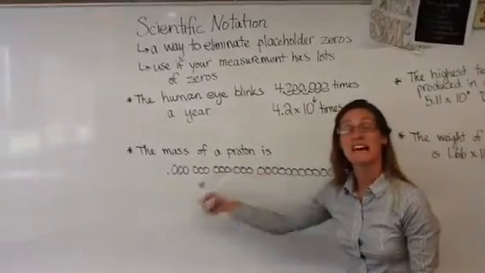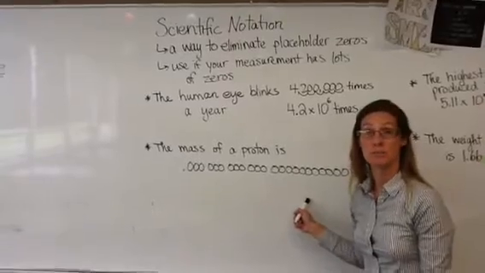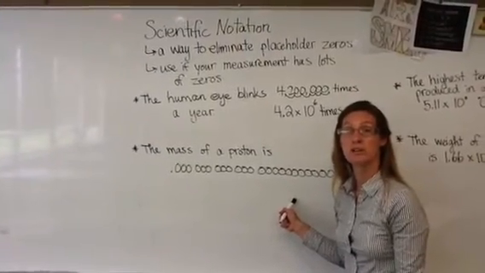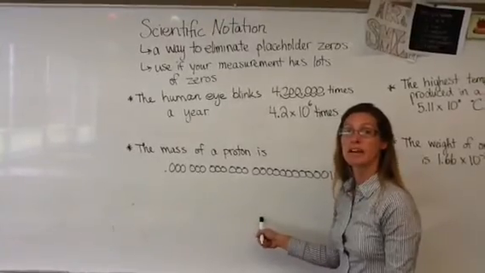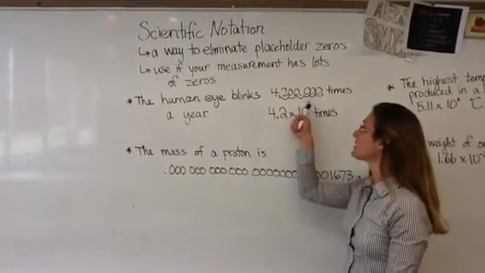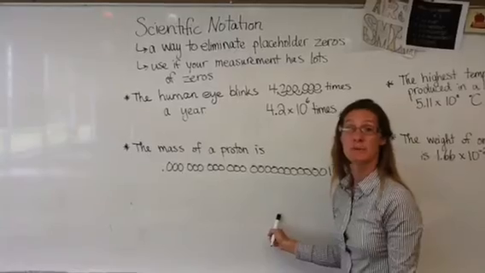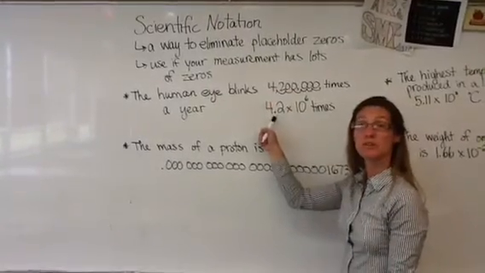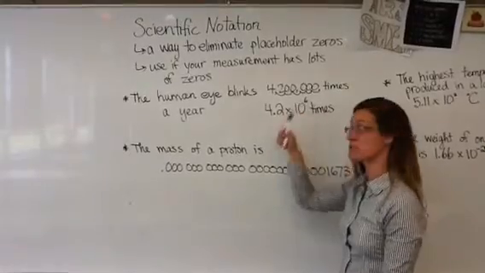Here, the mass of a proton is a very, very small number. And we're going to denote that the original number was smaller than the number that we're going to have in the outcome by making the exponent a negative exponent this time. You can see the original number up here was larger than 4.2, so we have a positive exponent.